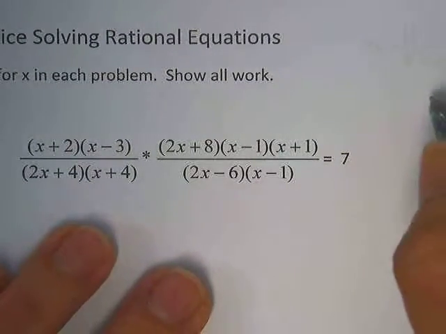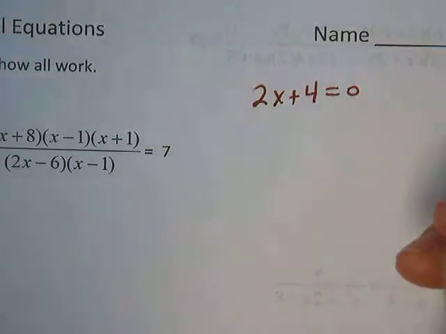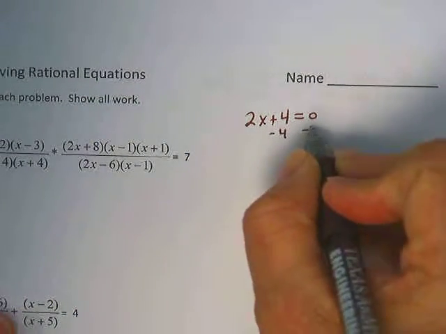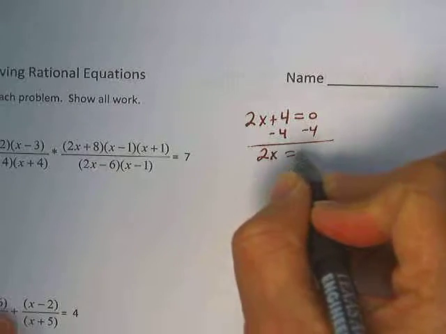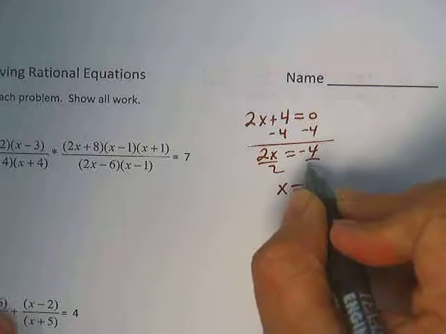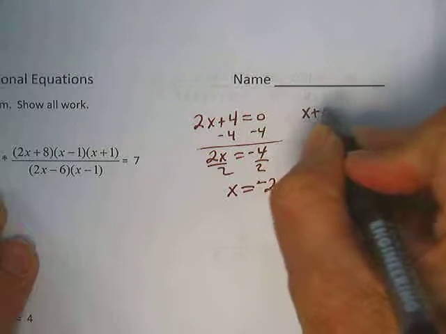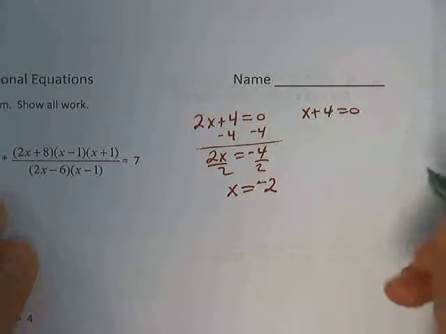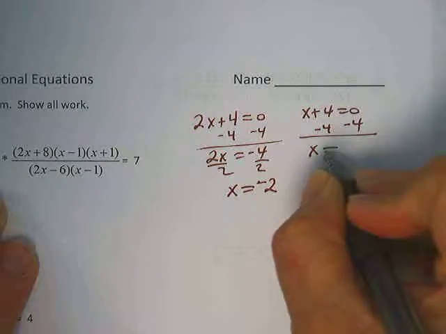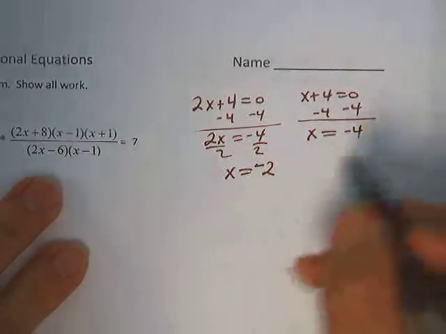We've got 2x plus 4. We set that equal to 0. Oops, that's a little bit too far zoomed out, isn't it? If I wanted to solve that, I subtract 4. 2x equals negative 4. Divide by 2. X cannot equal negative 2. I also had x plus 4. So I set that equal to 0. Subtract 4. We get x cannot equal negative 4. So that's 2 of our restricted values.